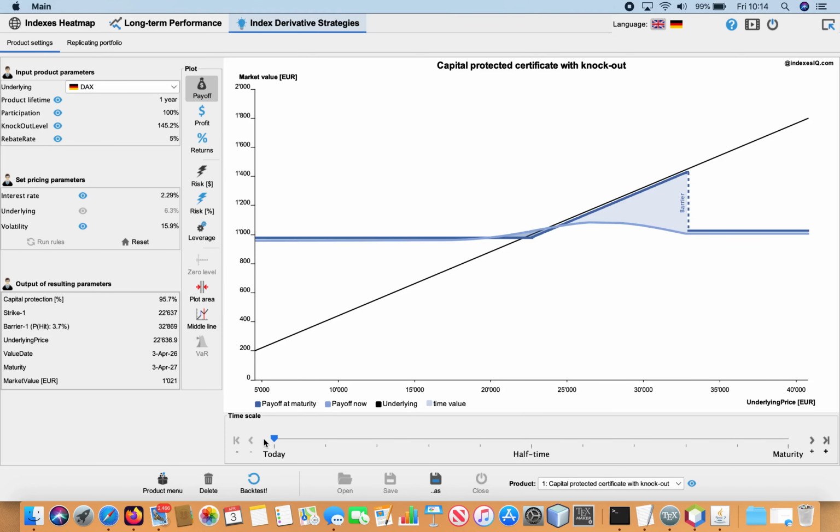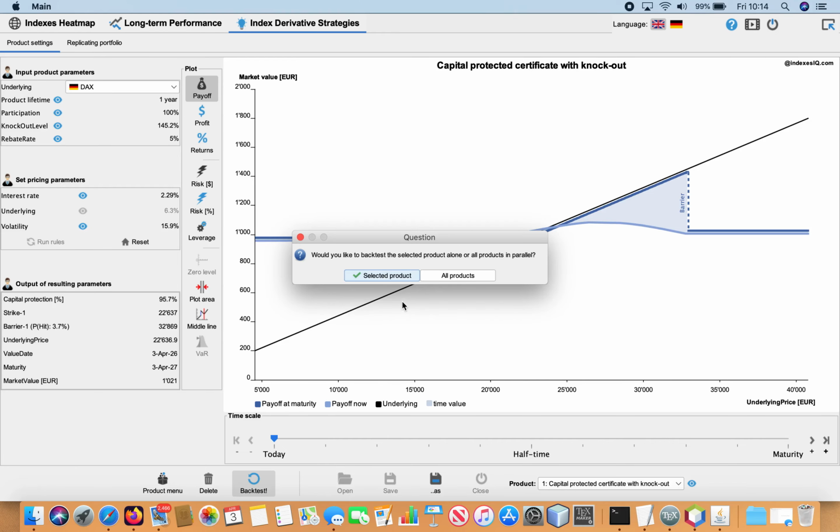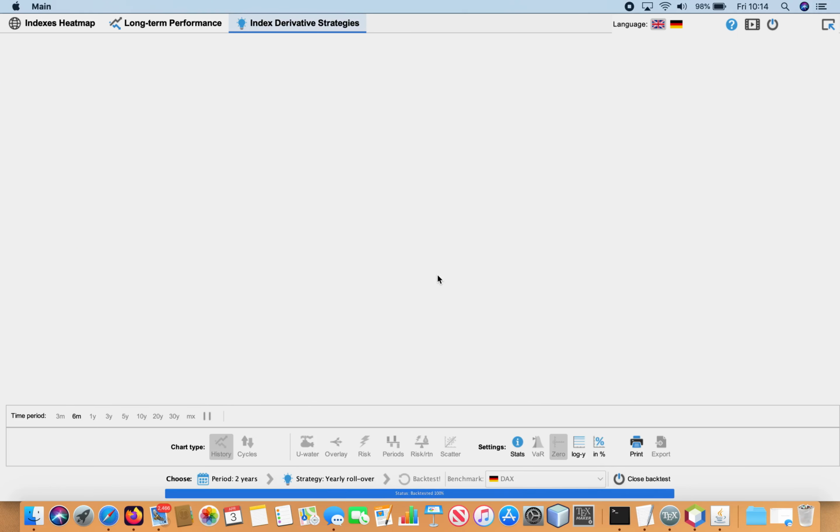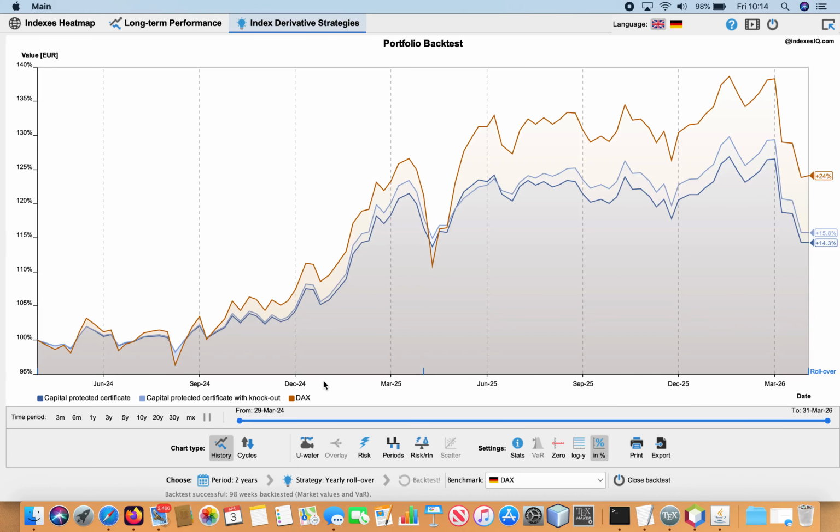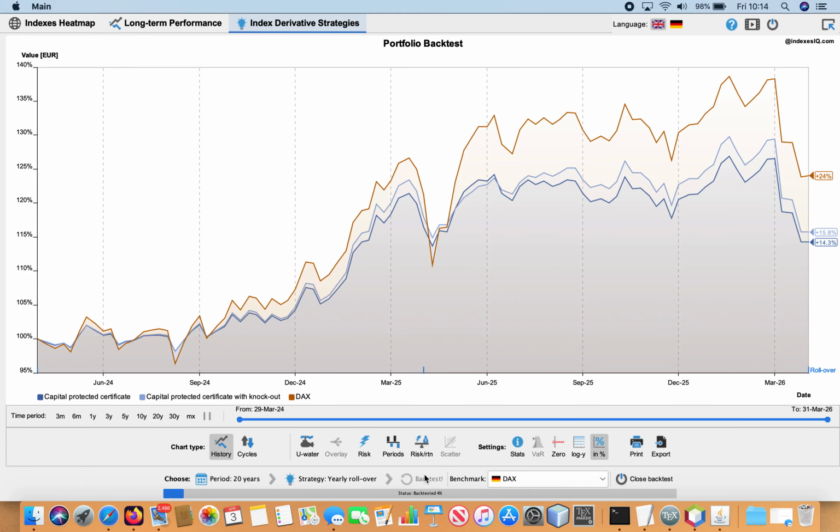Let's do that here. I click on the backtesting function and I select all products. So I have 2 products in the portfolio. And by the way, they were both products on the DAX. Now it's a 2-year backtest, but I want a longer period. So let's choose 20 years and I click backtest. And now it simulates this strategy, including a rollover of each product into a new product every year. So in 20 years, I would expect to have 20 rollovers.